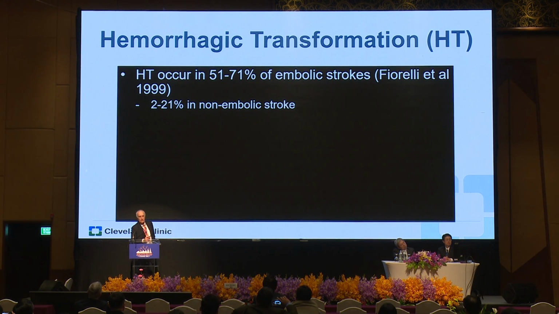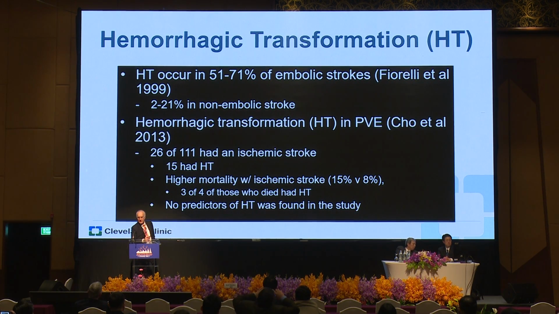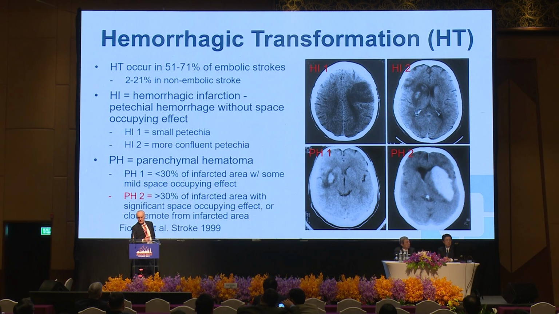Hemorrhagic transformation occurs in a large number of embolic strokes, and that's something that we have a lot of discussion about. So what is the implication with regard to timing of surgery of that? You see, it's actually the majority of patients who have ischemic stroke who have some kind of hemorrhagic transformation, and when you have mortality associated with ischemic stroke, most of those had suffered hemorrhagic transformation. They did not see any predictors of hemorrhagic transformation.